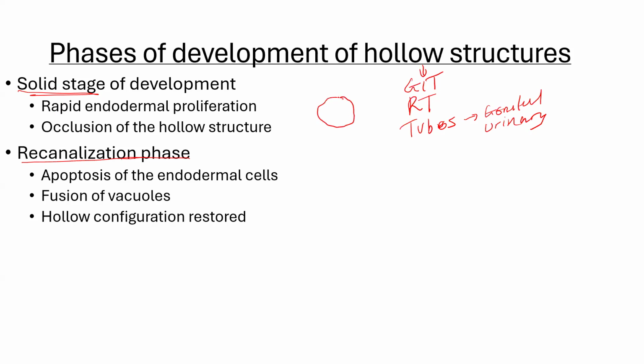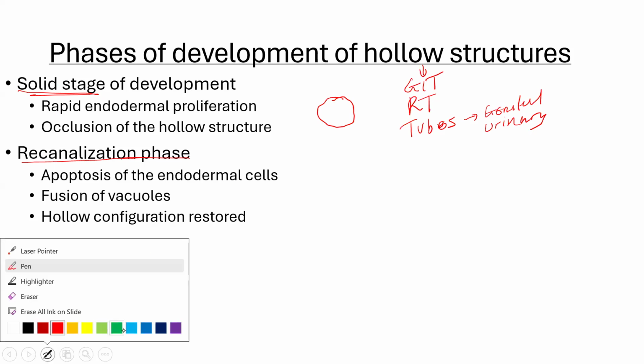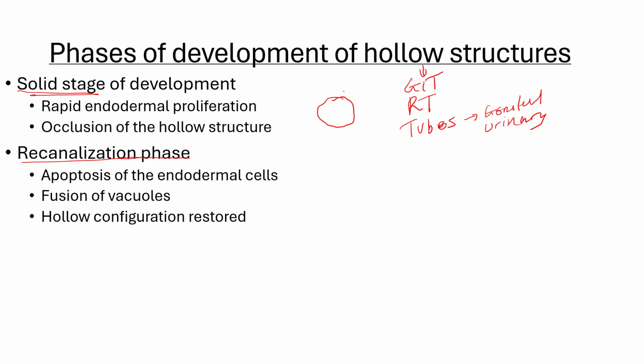To the inside, they have endoderm. In red is the endoderm, and in blue is the splanchnic mesoderm. So this is the splanchnic mesoderm surrounding the endoderm. Now, what happens in the solid stage is that we have rapid endodermal proliferation. The endoderm proliferates at a faster rate than the splanchnic mesoderm, and what this means is that there'll be accumulation of these endodermal cells. So the endodermal cells in red will start to accumulate.